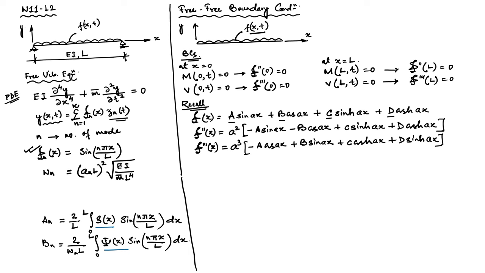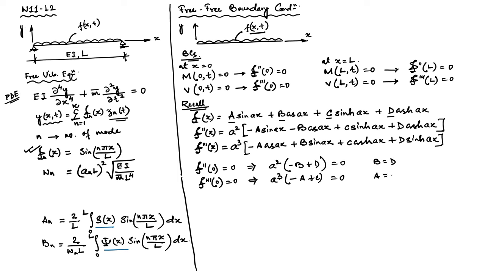So, what we do, we satisfy the first condition at x equal to 0. So, we have phi differentiated twice with respect to x at x equal to 0, this is equal to 0, and that gives us a square within bracket minus b plus d is equal to 0. Similarly, if we differentiate phi thrice and put x equal to 0, then what we get is a cube within bracket minus a plus c is equal to 0. So, from the first expression what we get, b is equal to d, and the second expression gives us a equal to c.